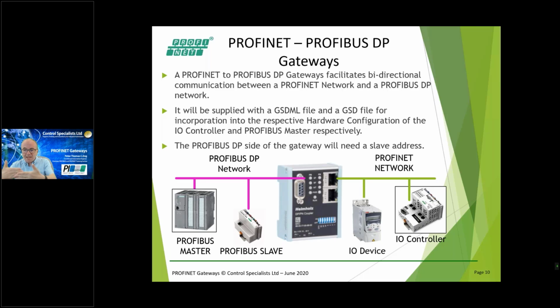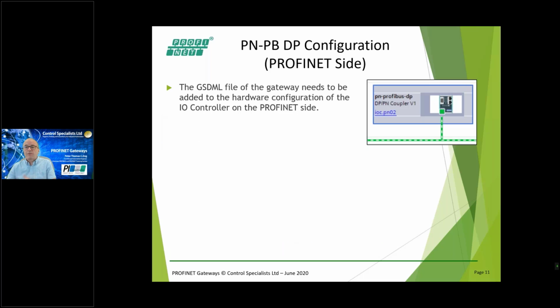We can't communicate through this device. We are communicating to registers within the device. You'll notice that this guy, like the previous one, has got LEDs to allow us to see the status of the network on that side. So we've got a bus fault light for basic communication, system fault for diagnostics, and so on. So we've got a bit more work to do here, because we need the GSDML file incorporating into the PROFINET side of things. And on the DP side, we need to import the GSD file.